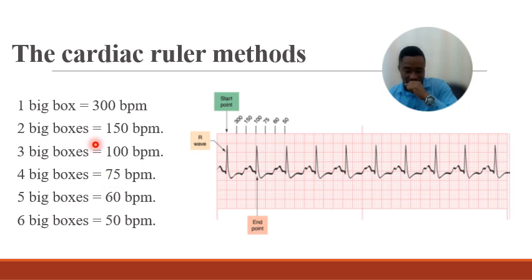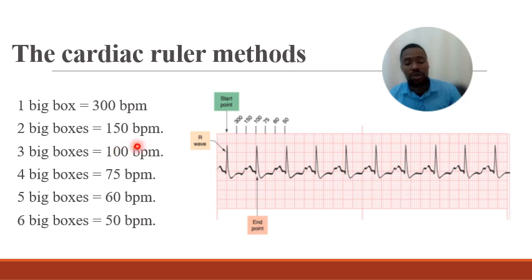Now this cardiac ruler gives us a shortcut which I use for heart rate. Even in my job interview I still used the trick, and they didn't get it, because the big boxes were just 4. So I just told them the rate is 75. And they were like, hey, magician, you didn't even punch a calculator. No, it's just this cardiac ruler method that I made use of.